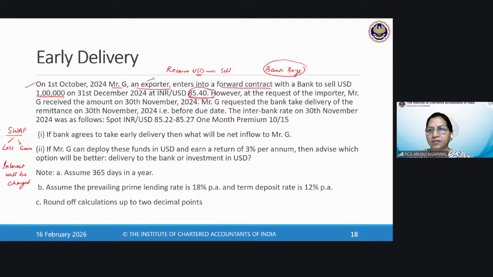However, at the request of the importer, Mr. G received the amount on 30th November. So on 1st October, he is entering to sell it on 31st December. So October, November, December. Technically, it was a 3 months contract.